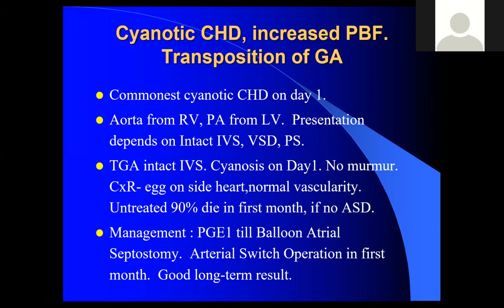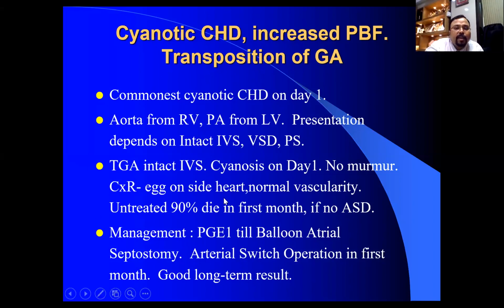In TGA, the aorta arises from the right ventricle, and the pulmonary artery from the left ventricle. TGA with intact septum will present on day 1 with cyanosis, and TGA with VSD will present with frequent cough, cold, and congestive heart failure-like symptoms. On X-ray, you can see an egg-on-side appearance with normal vascularity in case of TGA with intact septum, and with increased vascularity in case of TGA with VSD.